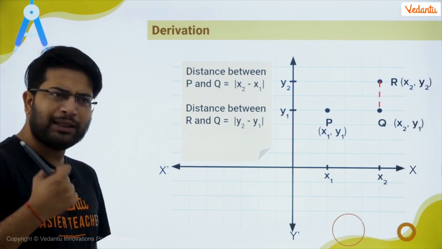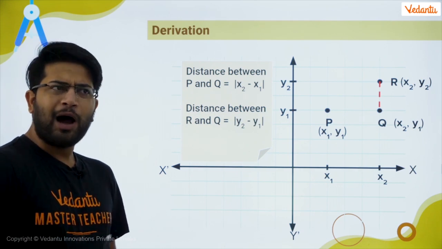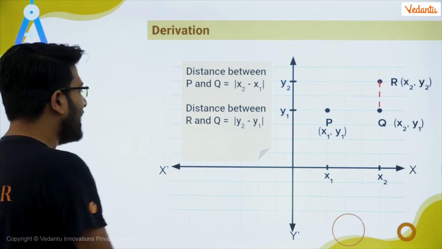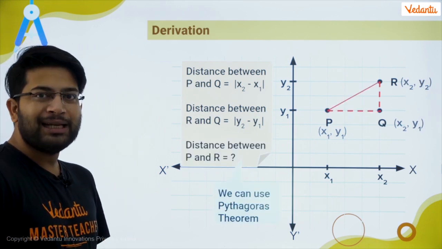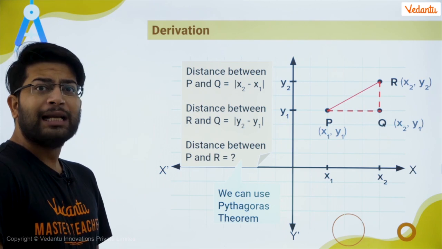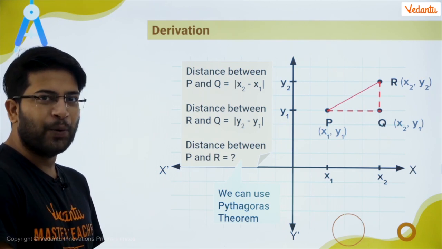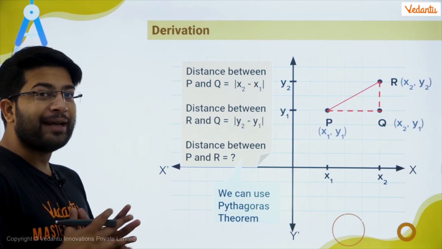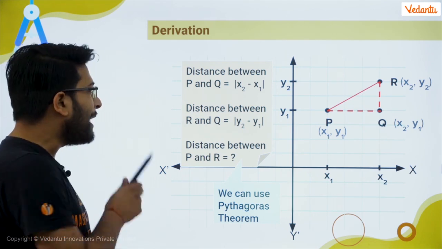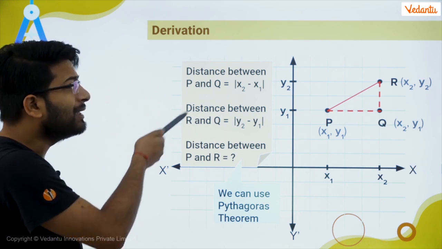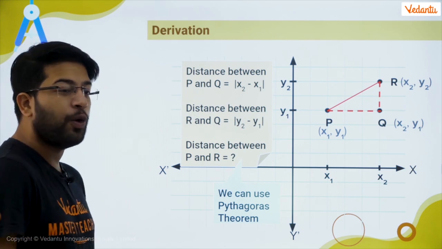Now champ, we know the distance PQ, and we know the distance RQ. Now let's join all these points and make a triangle PQR. We can see that triangle PQR is nothing but a right angle triangle, with 90 degrees at the vertex Q. Now if it is a right angle triangle, then we can apply the Pythagoras theorem. After applying the Pythagoras theorem, we can find the distance PR. I hope you are getting in which direction we are going.